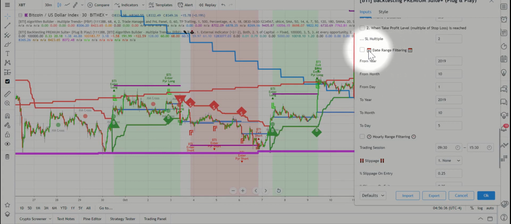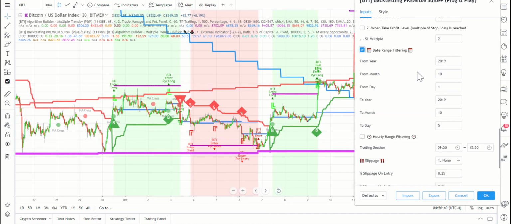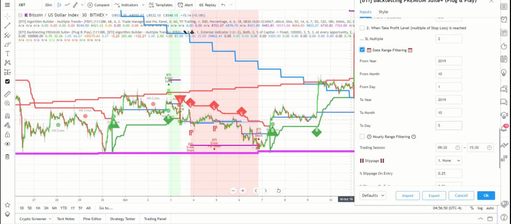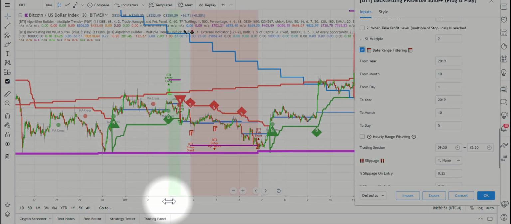Date range filtering. Any decent backtest should have a date range filtering feature. For sure, we do offer it. When enabled, the BTI Backtest Suite takes the trade only in the defined range. Here for example, the backtest will not trade outside the date range.